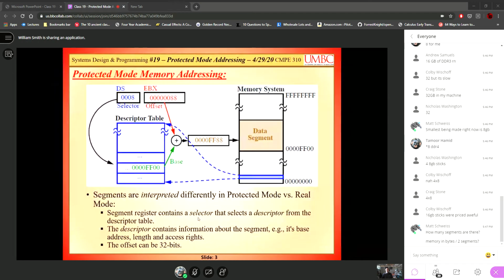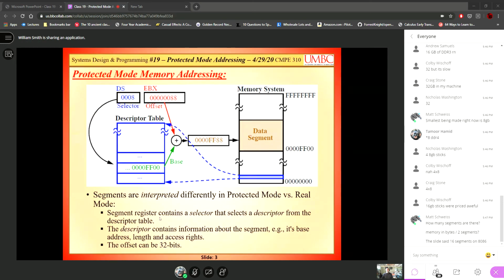How many segments are there? I'm trying to remember what the original was, I think there's 16 segments, and each segment then would have held 64K worth of address locations. Should that add to 1 meg? Slide said 16 segments. Okay, good. I remembered it right. 16 segments on an 8086. Thank you, Matt, for looking that up.